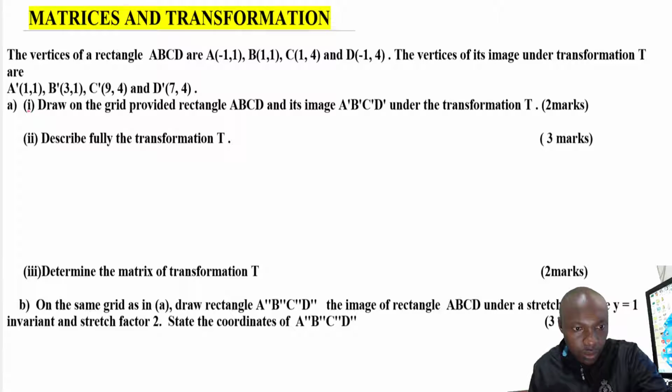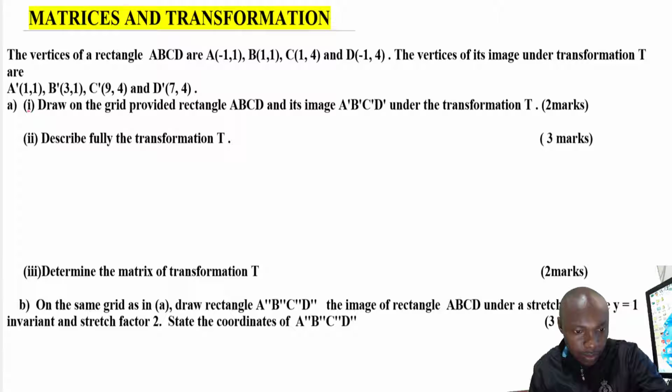Part A, 1: draw on the grid provided the rectangle ABCD and its image A'B'C'D' under transformation T. Part 2 of the question: describe fully the transformation T. Then the third part of the question: determine the matrix of transformation T.